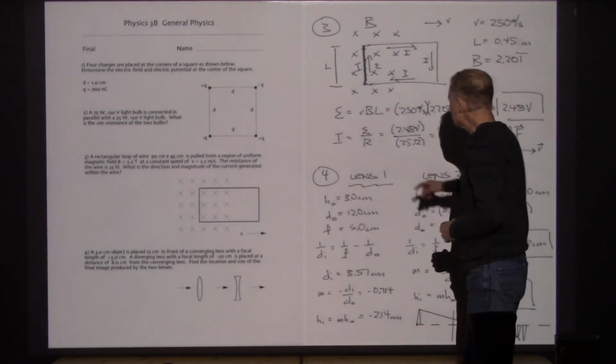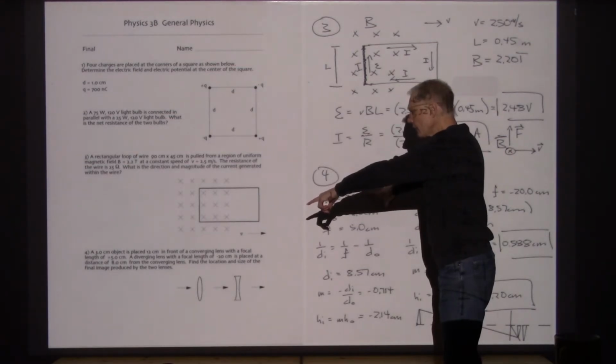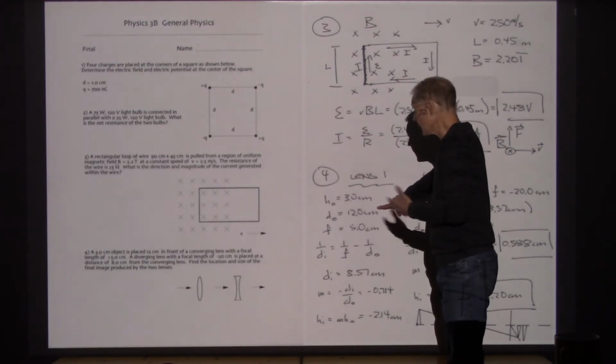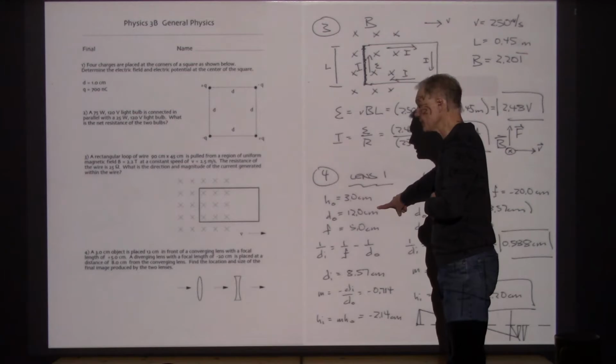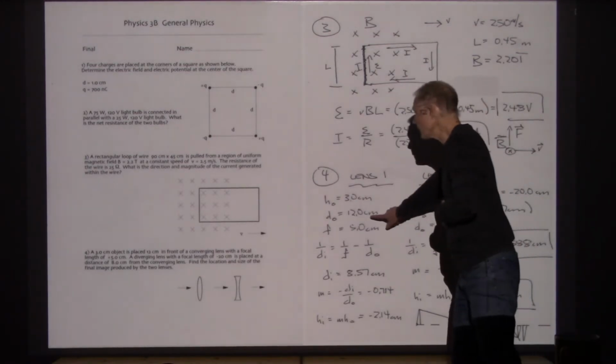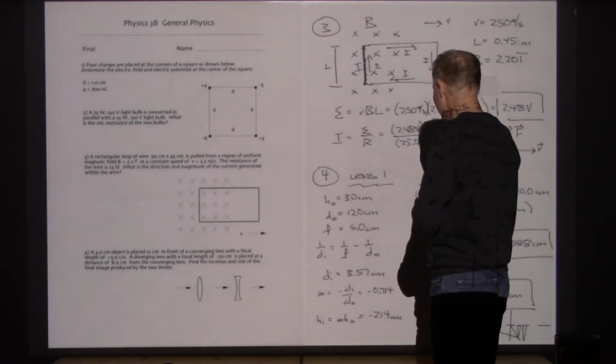So let's take a look and see. For lens number one, we're told that the very starting object has a lateral size of 3 centimeters, and it's got a DO of 12 centimeters. It's placed 12 centimeters ahead of the converging lens. Did I get all the numbers right? Okay. Focal length is 5 centimeters.